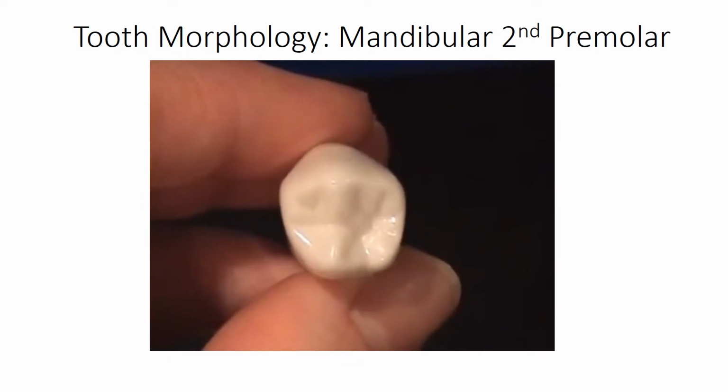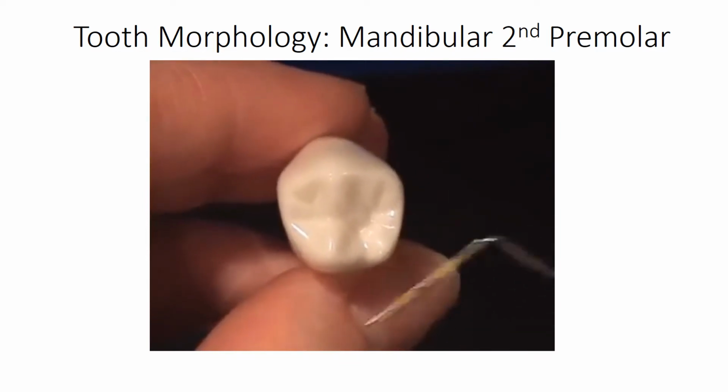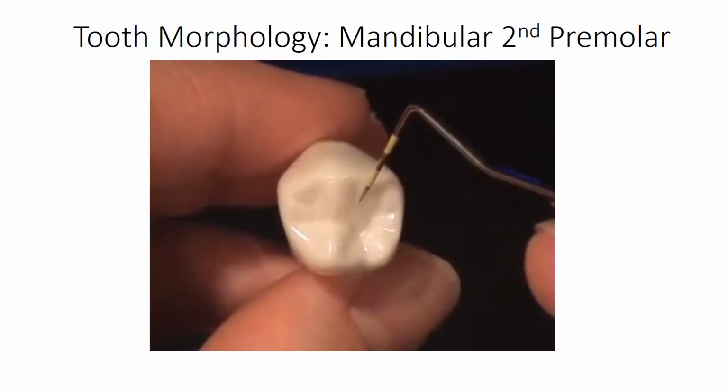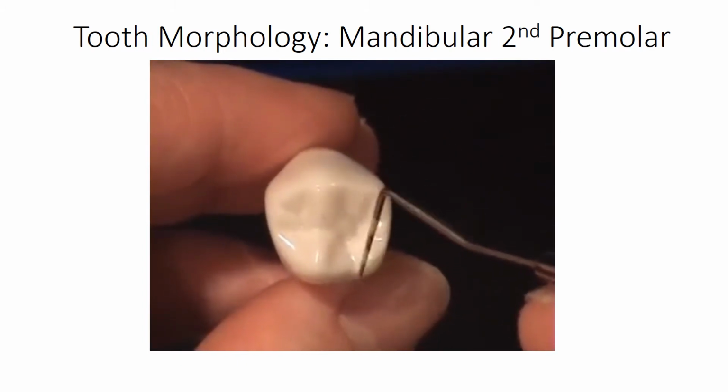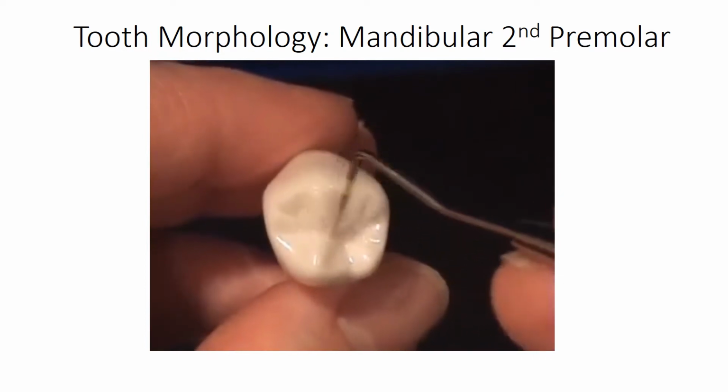This is showing the three-cusp type. There is a V-shaped central groove which connects to the lingual groove to create a Y-shaped groove pattern.